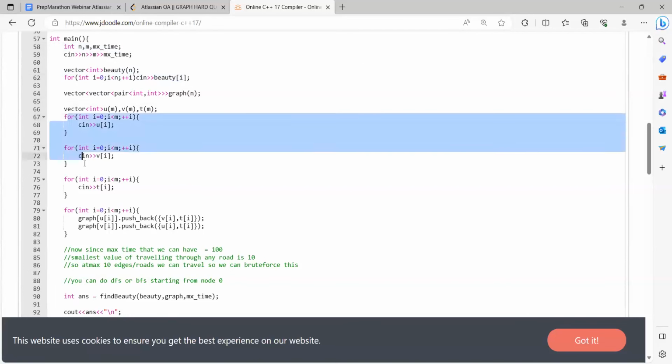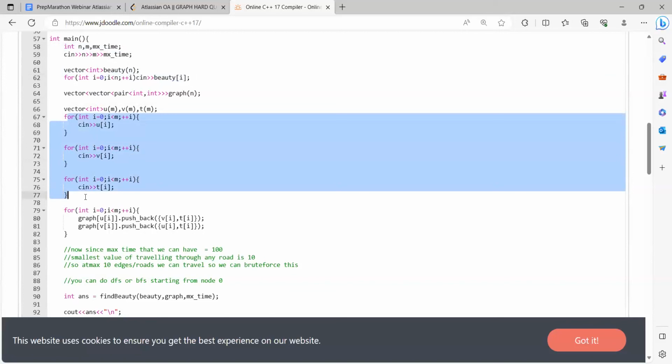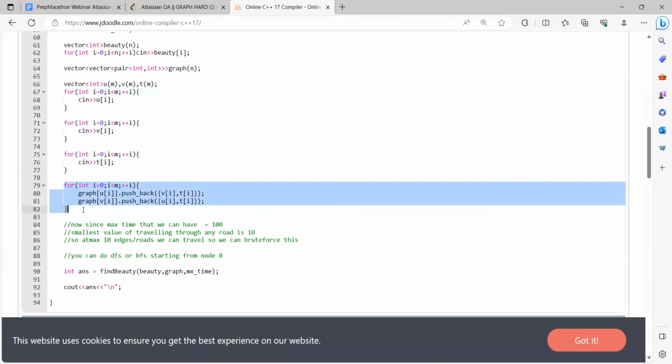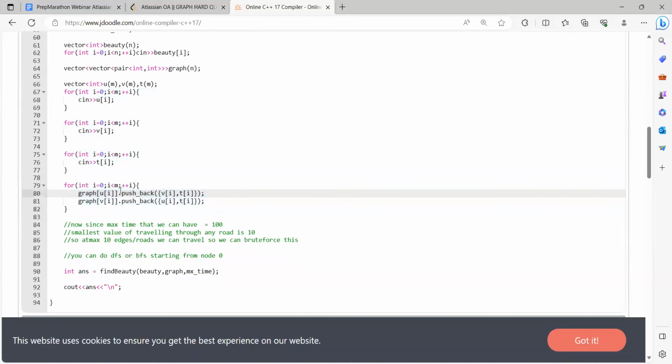After that, I have been given three things. First is the starting point. Next is the ending point. After that, the time that is required to travel between those cities. So here I am creating the graph. In the graph, I have to keep details of the current node, where I can go from it, and if I go to that node, what is the cost that I need to pay. So this is the node u_i from where I can go to v_i, and the time taken by the road is t_i. So I have created this graph.